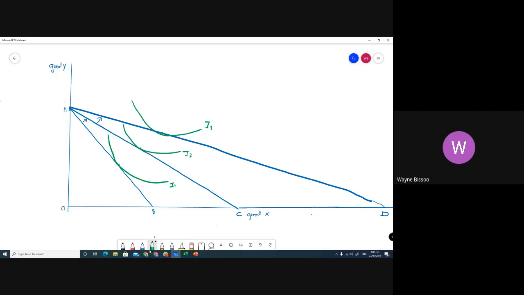So now we're able to move to higher levels of equilibrium points. So we have this point here, E1 to E2 to E3. That'll be this point here, and this point here. I'm going to connect these like that.